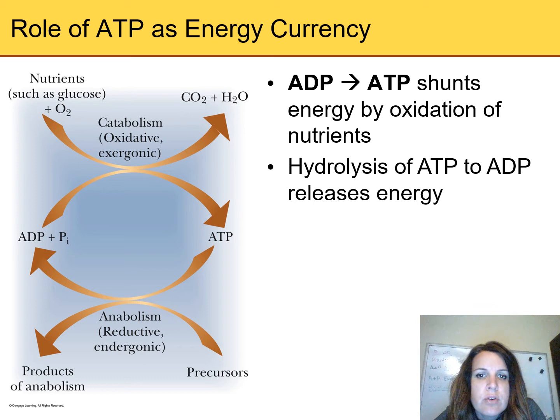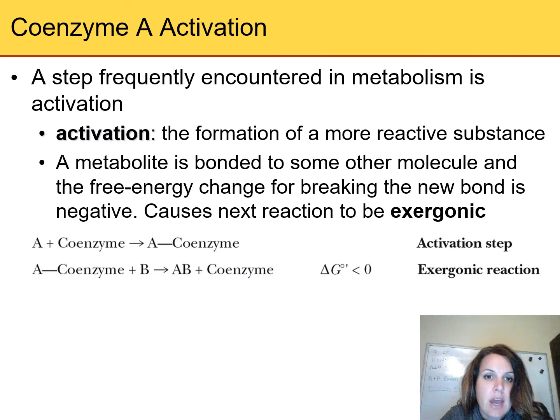So in order for ADP to be phosphorylated into ATP, you need energy from oxidation of nutrients. And then hydrolysis of ATP to ADP releases that energy so that anabolic processes have energy to proceed. Coenzymes often have to be activated. And the example they give you here is of coenzyme A. And coenzyme A is one we'll see later when we look at the Krebs cycle.